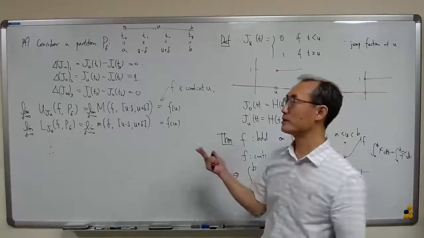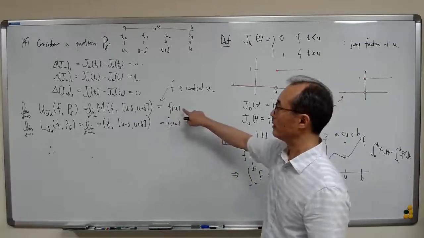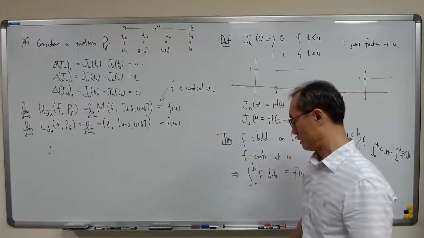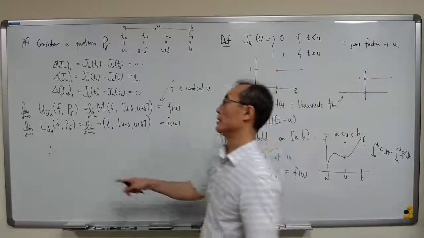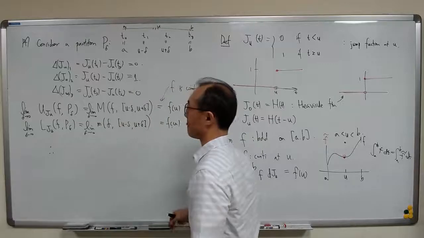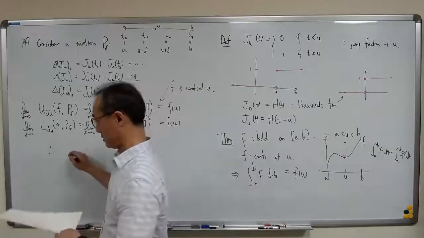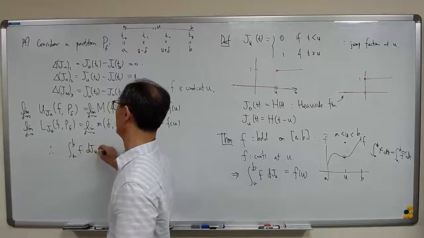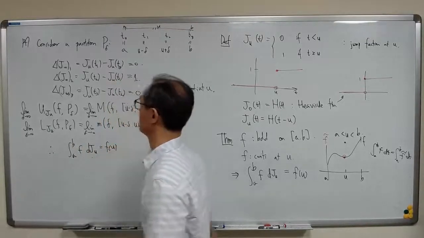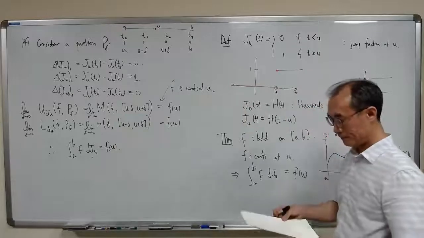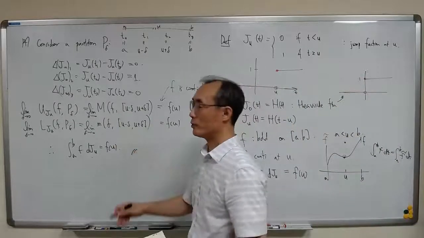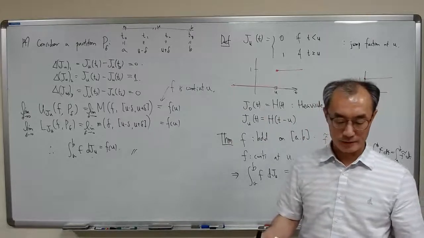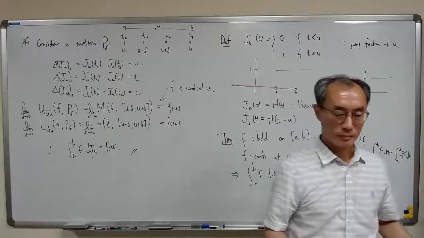If that's the case, the upper Stieltjes integral must be the limit of the upper sums, and the lower Stieltjes integral must be the limit of the lower sums. So they agree, with the same value f of u. Okay, that's the way to handle the Stieltjes integral with respect to a jump function.